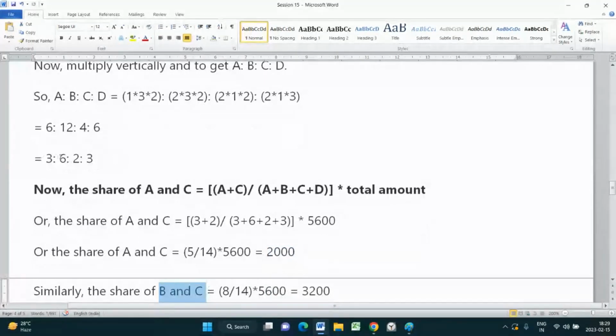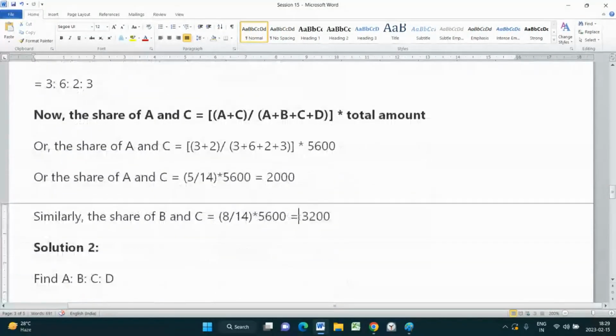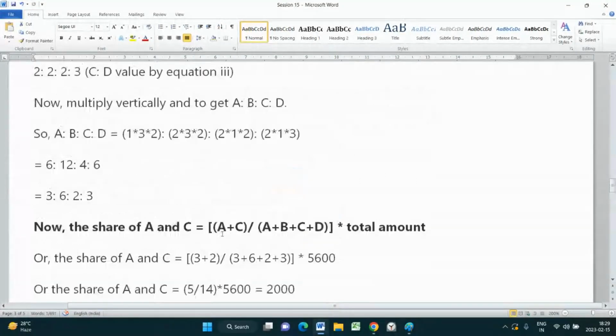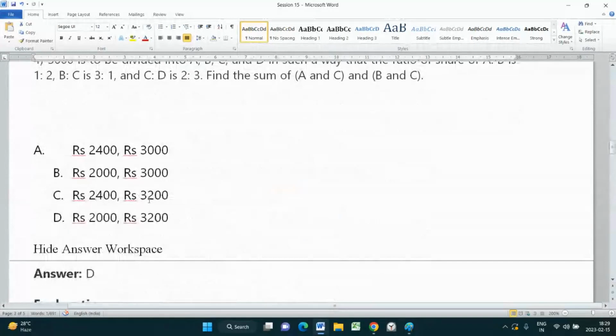B and C is 8. 8 times. So 8 by 14 into 5,600, 3,200. So 2,000 is to 3,200 is the right answer. Answer is D.